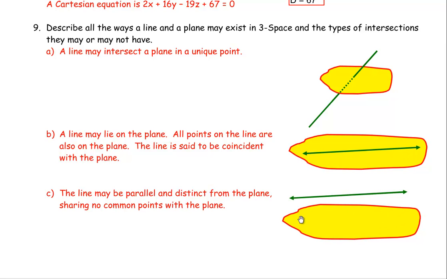The last way is that the line could lie off the plane but parallel to the plane. And so it doesn't matter how far you go in each direction on the line, it's still the same distance above or below the plane. In space, above and below don't really have a significance, but the line would never touch the plane, so in that case they would have no solutions.